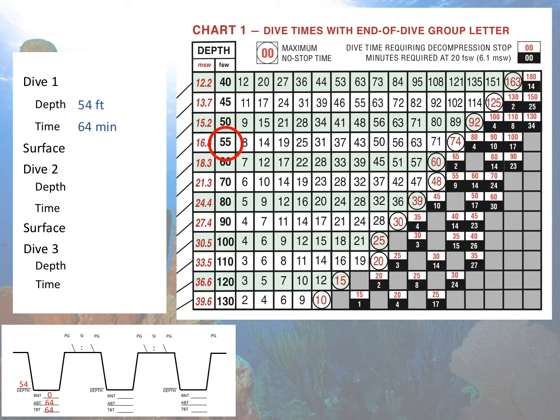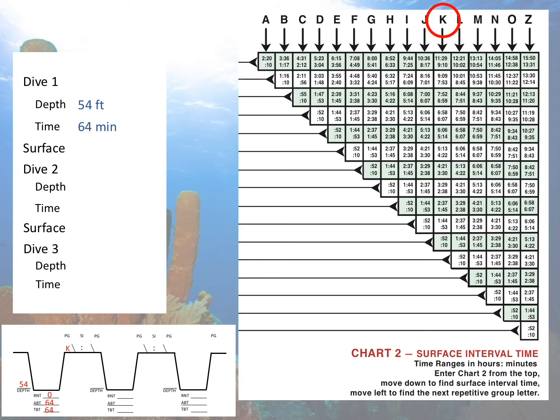Our total bottom time is 71 minutes, and we proceed to chart 2 for our first pressure group. Once on chart 2, we should meet at pressure group K. For our first surface interval, let's choose an hour and a half.